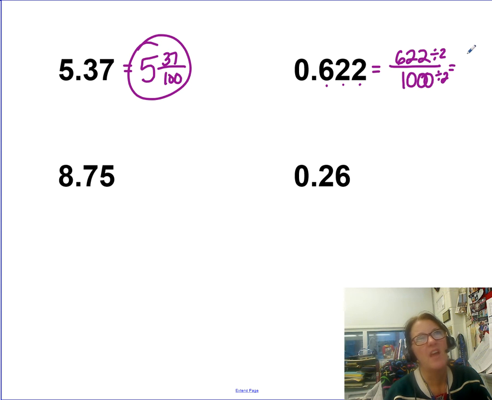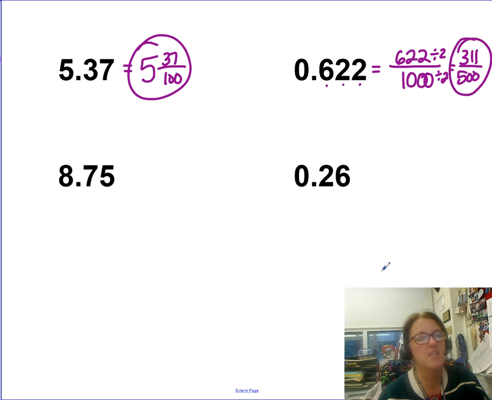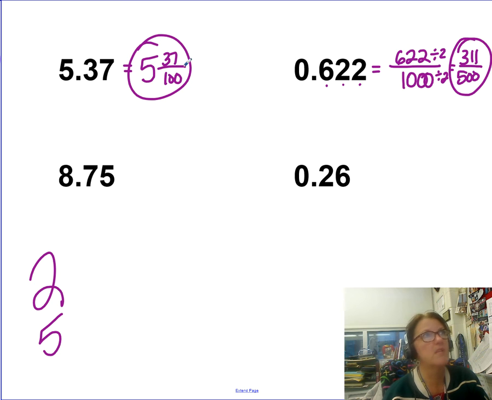I get 311 over 500. Dividing by 2 is like taking half of something. I'm going to tell you right now that's in simplest form, and I can tell you that quickly because when I have decimals, everything is based on 10, and 10 only has 2 factors, 2 and 5, or some combination thereof. Thousands is a combination of a whole bunch of 2s and a whole bunch of 5s. A 2 doesn't work in 311 because it's odd, and a 5 doesn't work because it doesn't end in a 0 or a 5, so you're done.